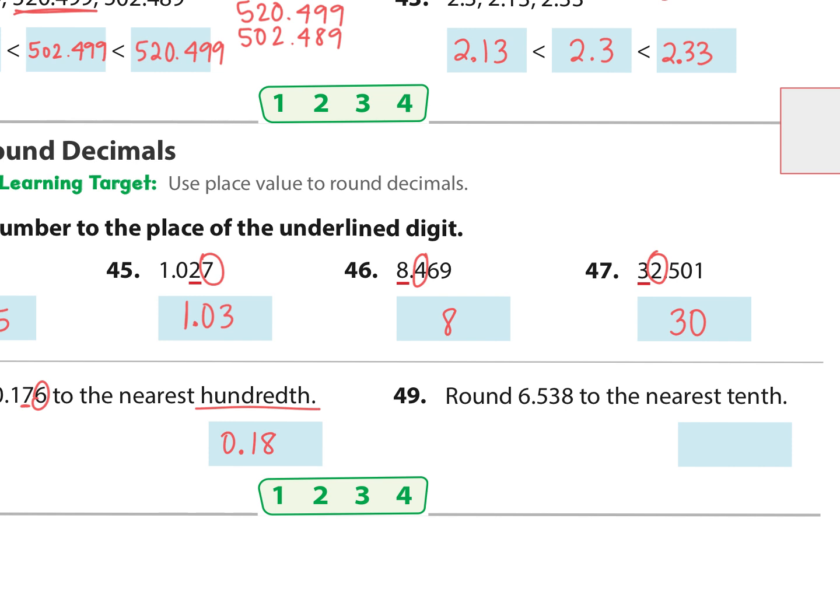And then the last one, I have 6.538. Rounded to the nearest tenth. What digit is in the tenths place? What is my judge? 3. So what's my answer? 6 point. Good. 6 and 5 tenths.